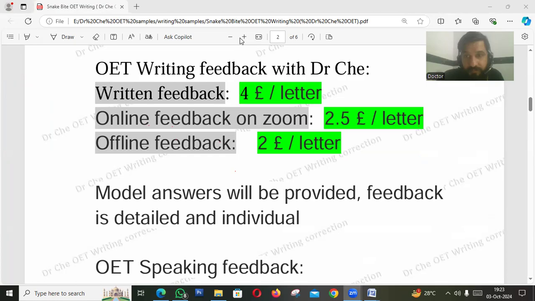It's 226 words. The range is 180 to 220; in this range you can write your letter. But you are not going to include irrelevant information to make it long, and you are not going to skip any important information to make it too short. So between 180 and 220 is acceptable. Any other question?